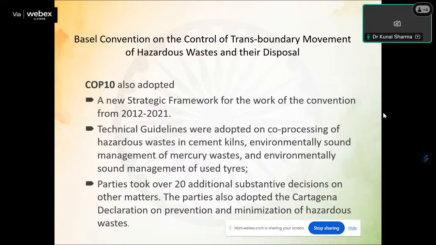Parties again took over 20 additional substantive decisions on other matters. The parties also adopted the Cartagena Declaration on prevention and minimization of hazardous waste. So all these things are being included in Basel, and the conference of parties is regularly discussing the international framework to stop the impact of hazardous waste.